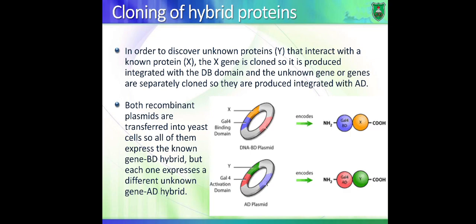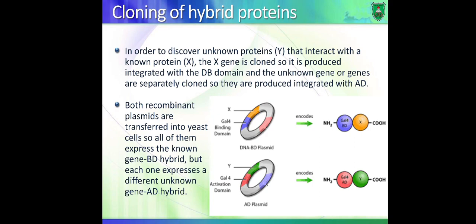Now, what we do is that we insert both of these plasmids into yeast cells. So every yeast cell would produce X, the protein we know, and would produce a different Y gene. Y1, another yeast cell would produce Y2, a third would produce Y3, and so on. Okay? So we have lots of yeast cells expressing X, and each one of them is expressing a different Y.